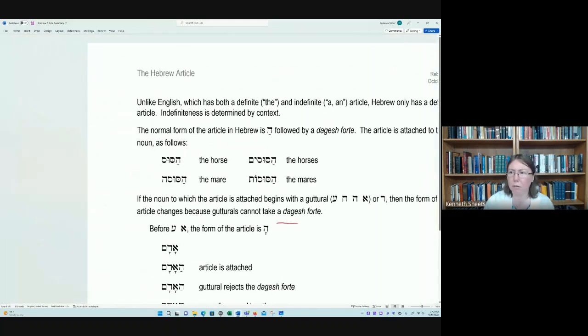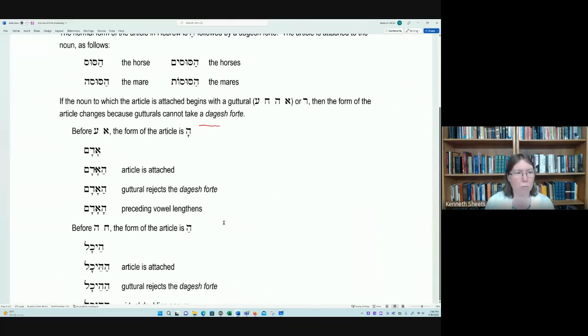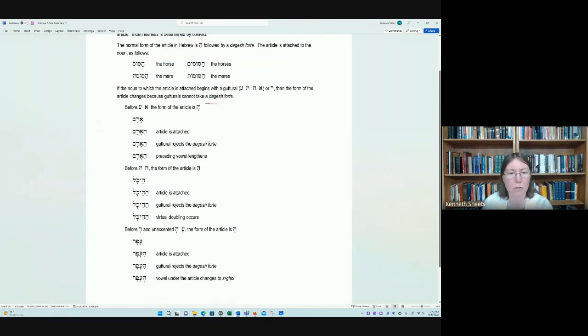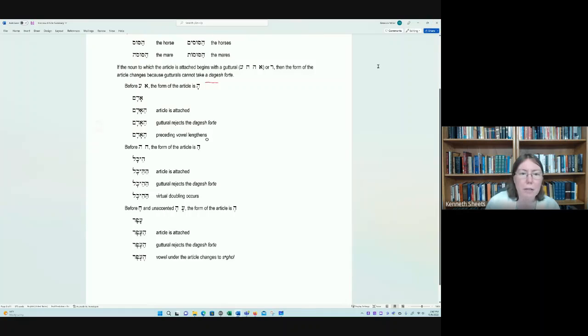Okay, so he with the kamets. So we have adam here, human. But if I wanted to attach the article to the front of this, then that would be he with the pathach followed by a dagesh forte.